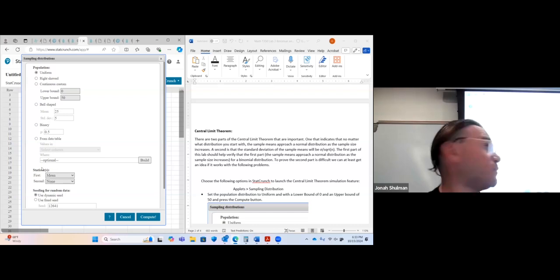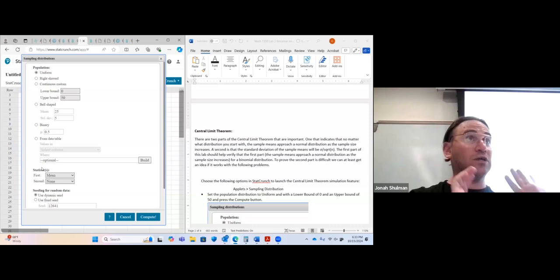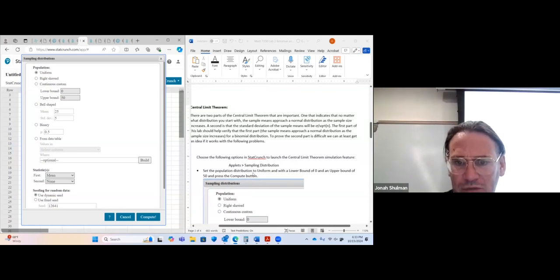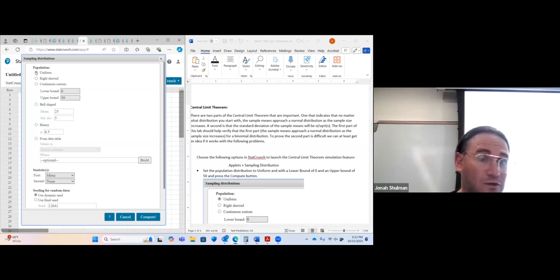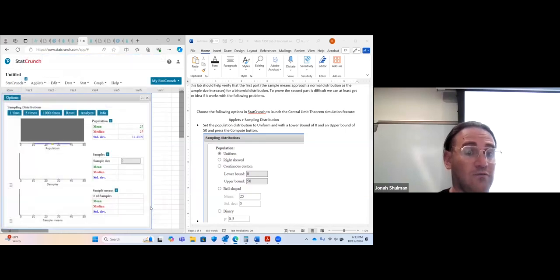Now we're going to start with uniform, but we're going to change it. But for right now, it's uniform. They want to set the population to uniform. If it wasn't, click it for yourself. A lower bound of 0 should be there already, and an upper bound of 50. It's there already. So it should be set up for you to start that way. Now, all you have to do is click compute and it starts it for you.